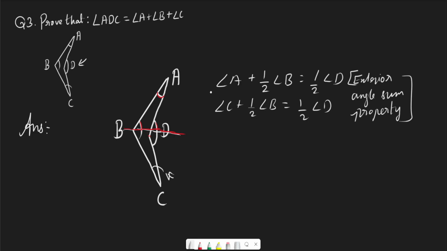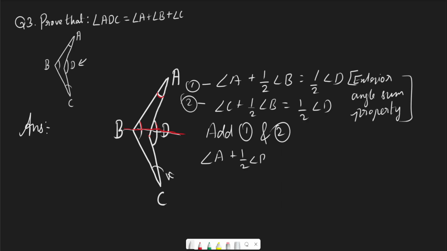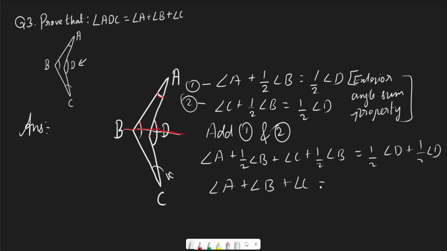Add them up. Add equation 1 and equation 2, and we will get angle A plus half angle B plus angle C plus half angle B is equal to half angle D plus half angle D. Let's do this easily. We can see that angle A plus angle B plus angle C is equal to angle D, and let's write hence proved.